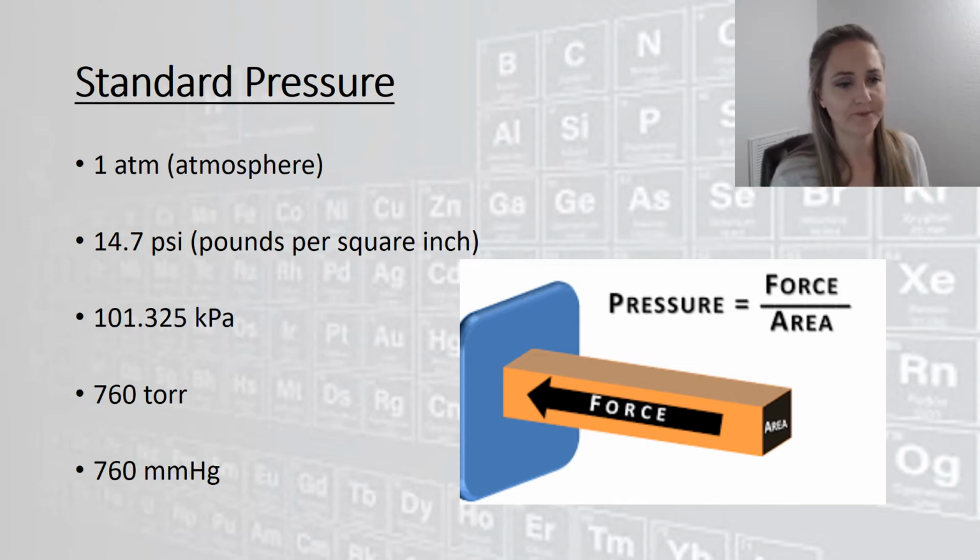per square inch, which is equal to 101.325 kilopascals, which is also equal to 760 torr, or millimeters of mercury. Those are equal to one another. So there are lots of different instruments that are used to measure pressure, and sometimes they measure pressure a little bit differently. So we've got these different pressure units, but you need to know what all of them are at standard pressure. So if needed, you can convert and use dimensional analysis from one unit to another if and when needed.